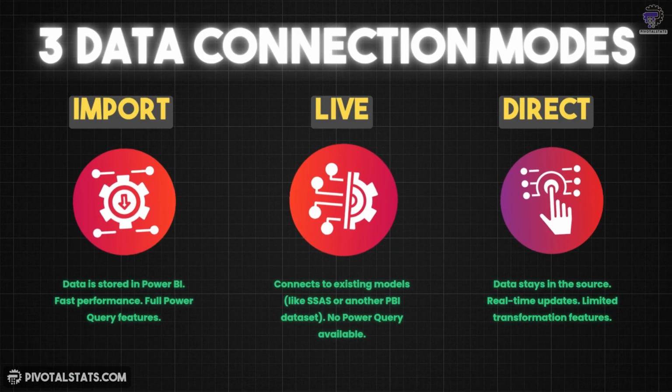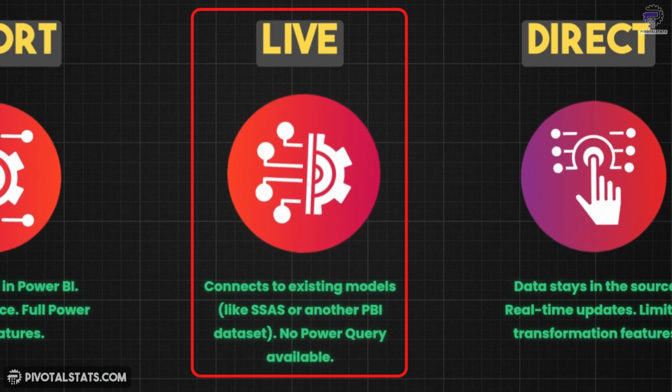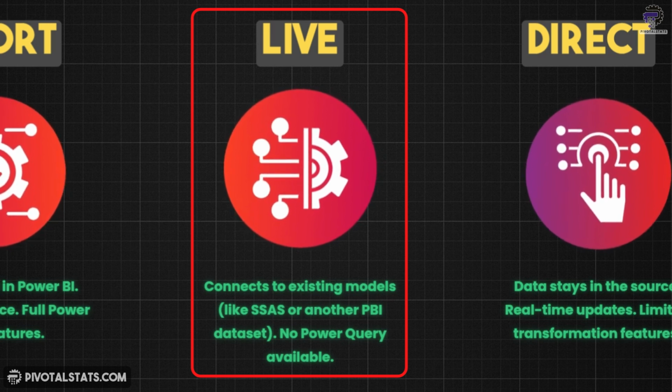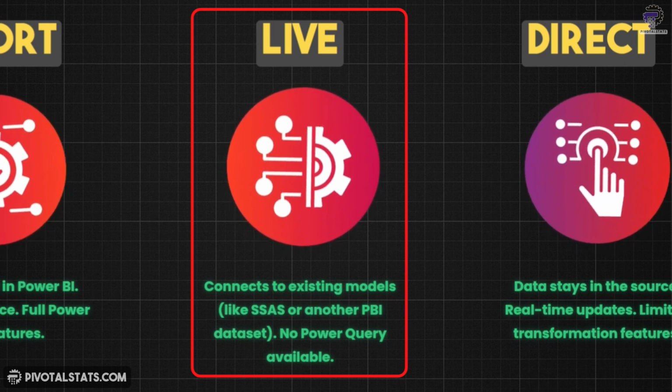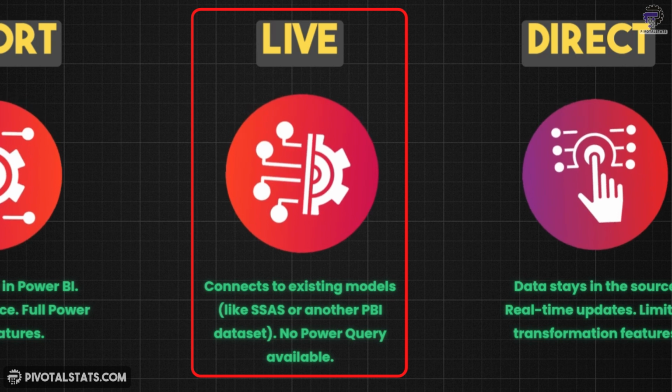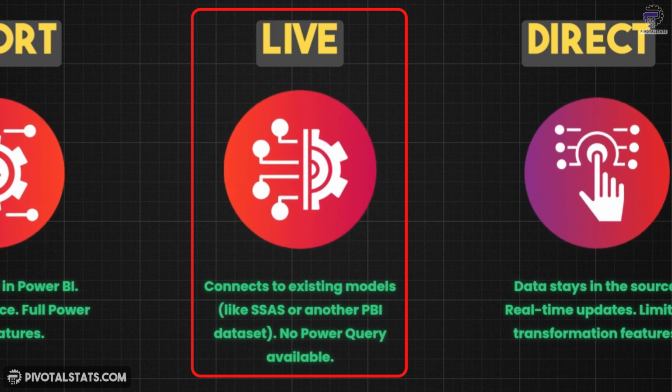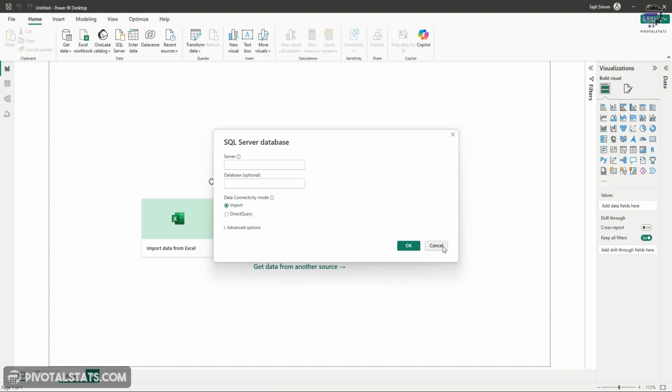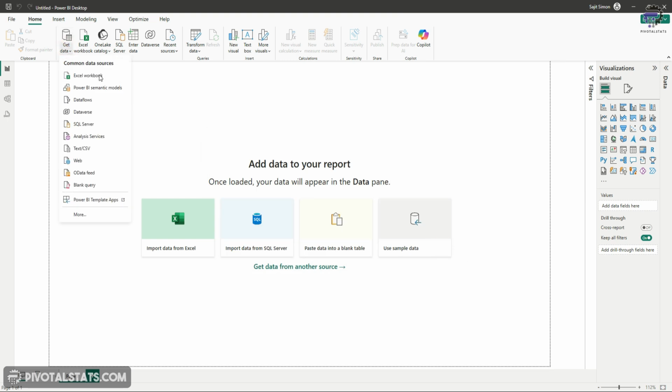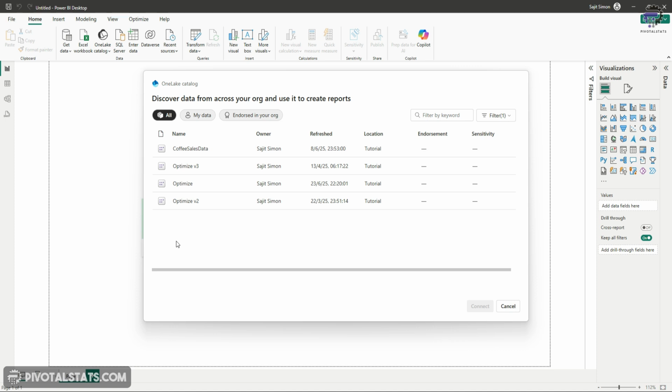Now the next one is something called a live connection. You won't explicitly see that option here, but if you remember in the last module, we used a live connection between this Power BI and the cloud Power BI dataset. So if I cancel this out and go to Get Data and click on this Power BI semantic model, it will show you the dataset which is available on the cloud. You can select any one of them.